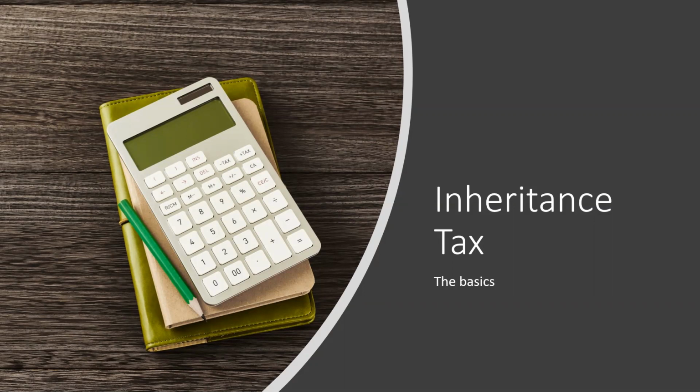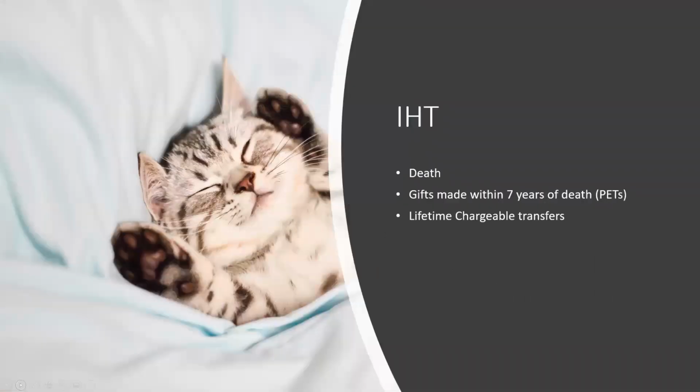But it does catch some transfers which are made during lifetimes, and that's basically a policy reason, to prevent people avoiding a tax on everything that they own on death by reducing the size of their estate by making gifts during their lifetime. Okay, so what is inheritance tax payable on then?